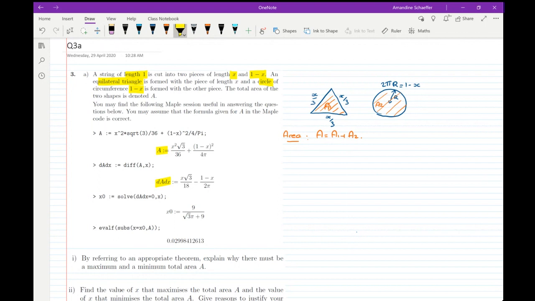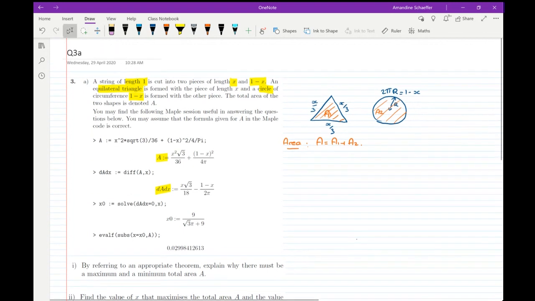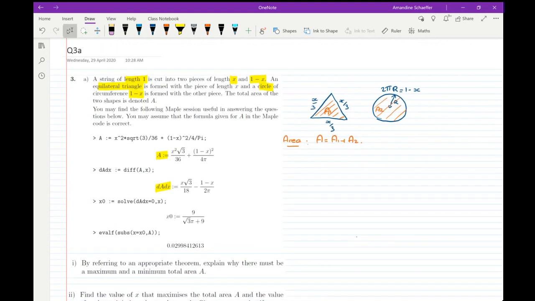So question I. By referring to the appropriate theorem, explain why there must be a maximum and a minimum total area A. Well, the theorem is probably going to be the maximum minimum theorem. So I hope you remember it. The maximum minimum theorem is pretty simple, and it's all about continuity. It says that if your function is continuous on a closed interval, then the function attains a global maximum and a global minimum. So we need a function, which is going to be the area. We need to check that it's continuous and find the closed interval.